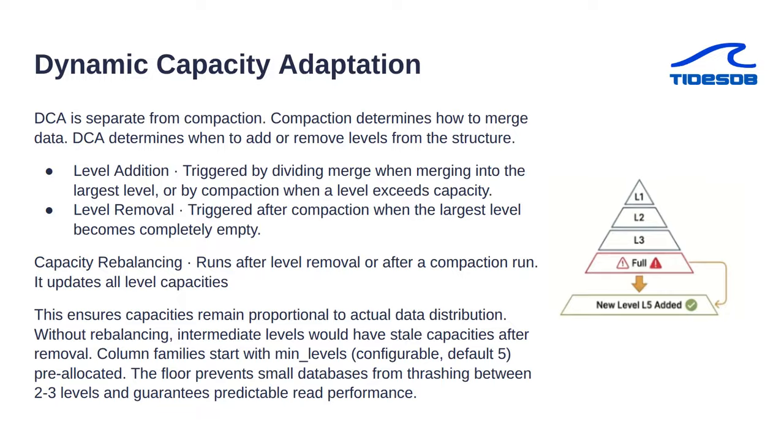Each column family has a configurable minimum floor, and the default is 5, up to a max of 32. The floor prevents small databases from thrashing between 2 to 3 levels and guarantees predictable read performance. Okay.